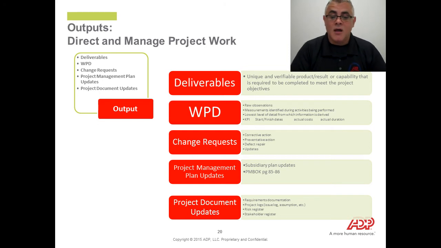So as an output of direct and manage project work, you may have the completed deliverable. You could have data elements or statistics that you've gathered from just the work that's being done, so that's work performance data, but change requests could also come from directing and managing the work as well. So those are three of the most important things that you really need to know about that. You can have some project management plan updates, project document updates. I encourage you to read about that because it does get a little confusing. I'll probably talk a little bit about that more later.